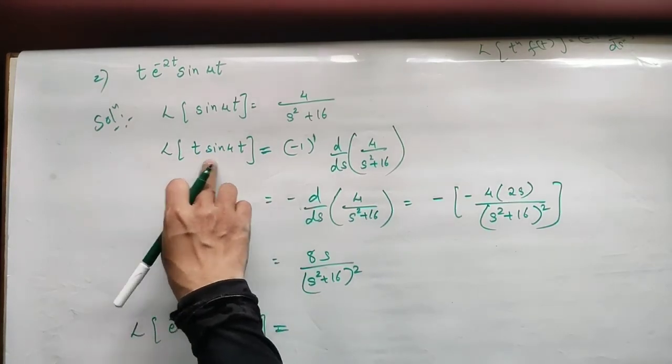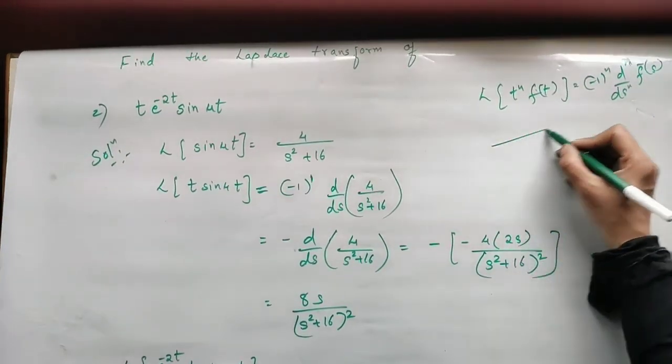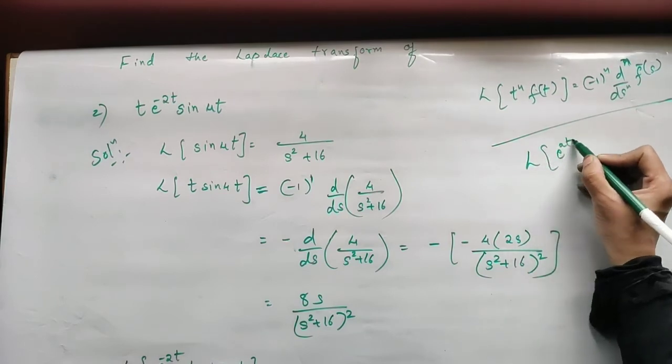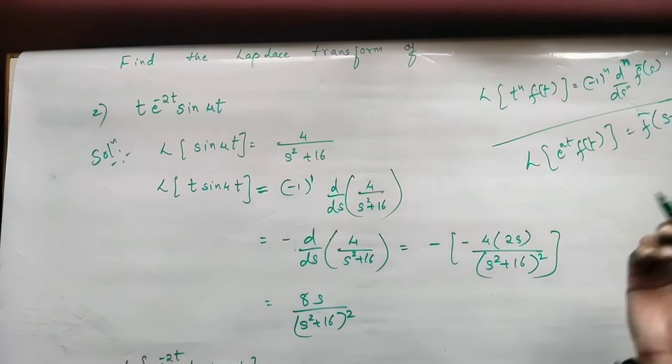You have already solved for this. Now this complete function has been multiplied with e to power minus 2t. Apply the first property. What does it say? I'll write the first property here. The Laplace transform of e to power at into f of t is f bar of s minus a. Wherever it is s, you replace it by s minus a.